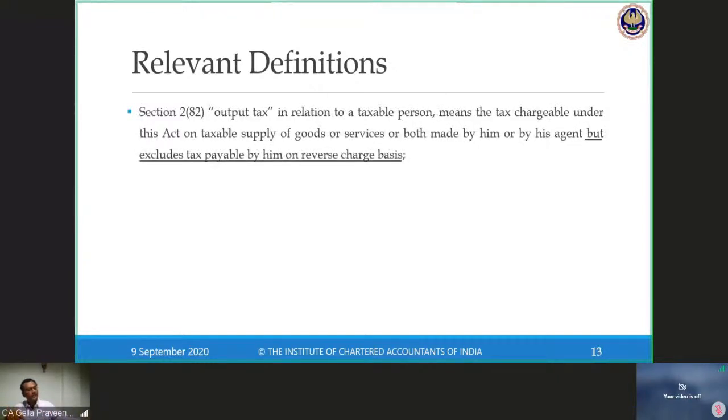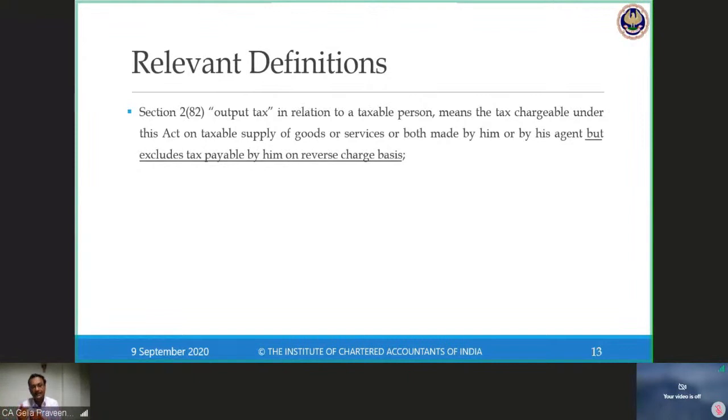Output tax means tax payable by him or by his agent, but excludes tax payable by him on reverse charge. So, when I say my output tax excludes RCM, take the example I was discussing: in the month of April, I imported services from Germany and on those services I am supposed to pay 18,000. That particular transaction, 18,000, is not my output tax.